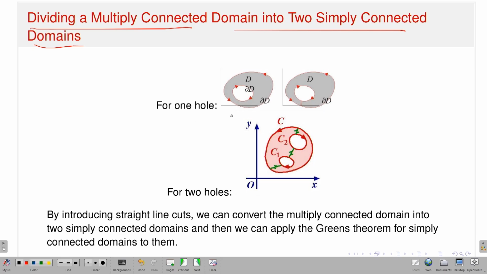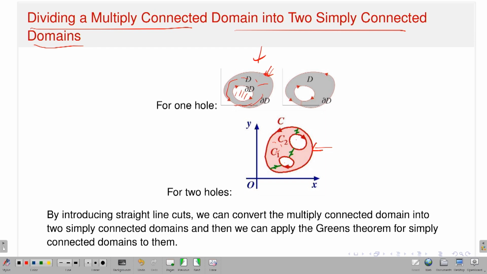So, suppose this is a multiply connected domain. That means I have a domain D which is interior to the curve C, and there is a hole. This is not part of the domain, so my domain is this one. This is a multiply connected domain. This red one is also a multiply connected domain, because there are two holes: this is one hole and this is another hole.